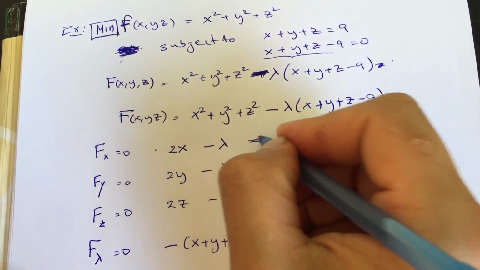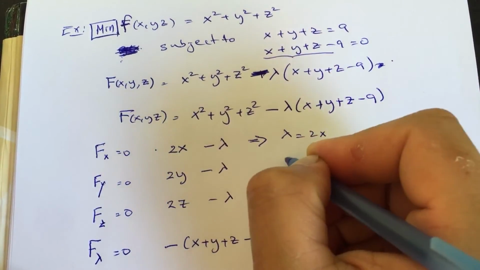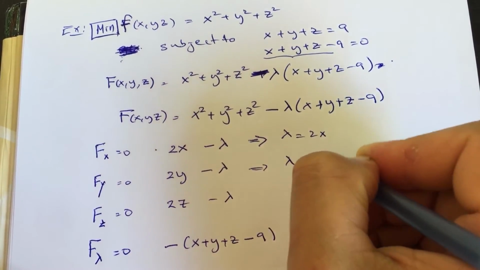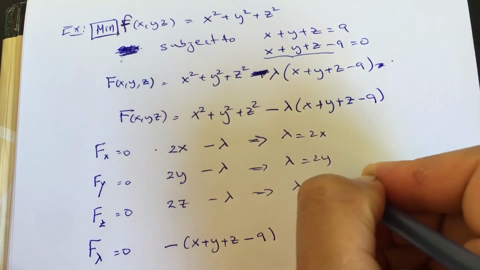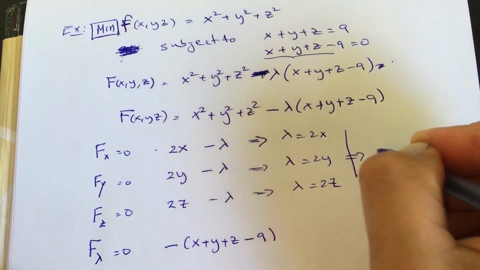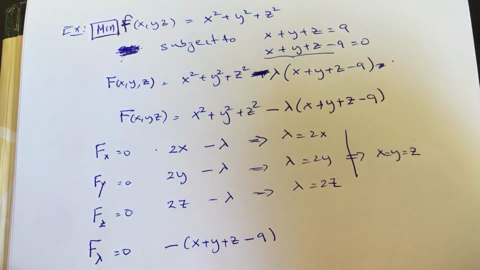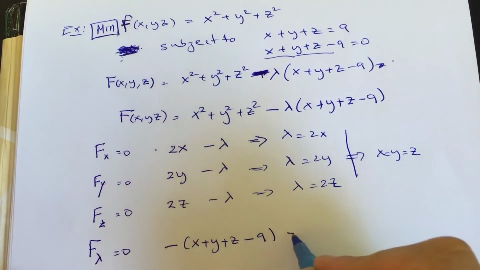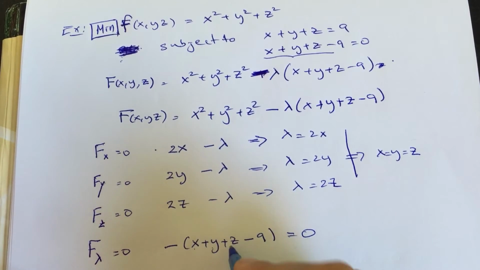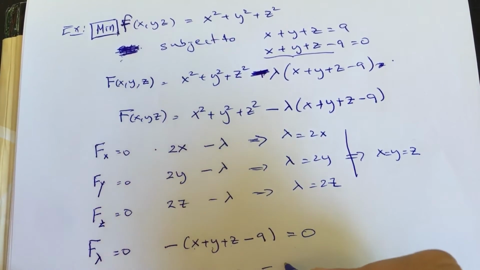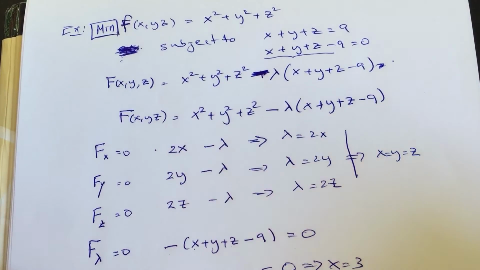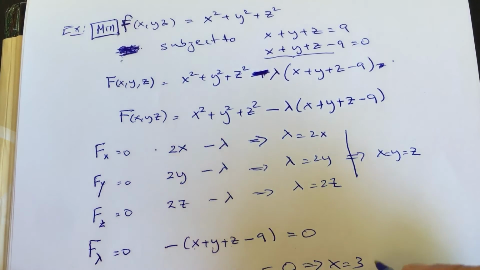Okay, so this implies that lambda equals 2x. That also implies that lambda equals 2y. That also implies that lambda equals 2z. Now if you notice, for this particular problem, x, y, z must be the same. Therefore, if I want this to be 0, it's like x plus x plus x, so this is 3x minus 9. Ignore the minus; if you multiply both sides by minus 1, equal to 0. That implies that x equals 3. Okay, if x equals 3, then y is also equal to 3 and z is also equal to 3.